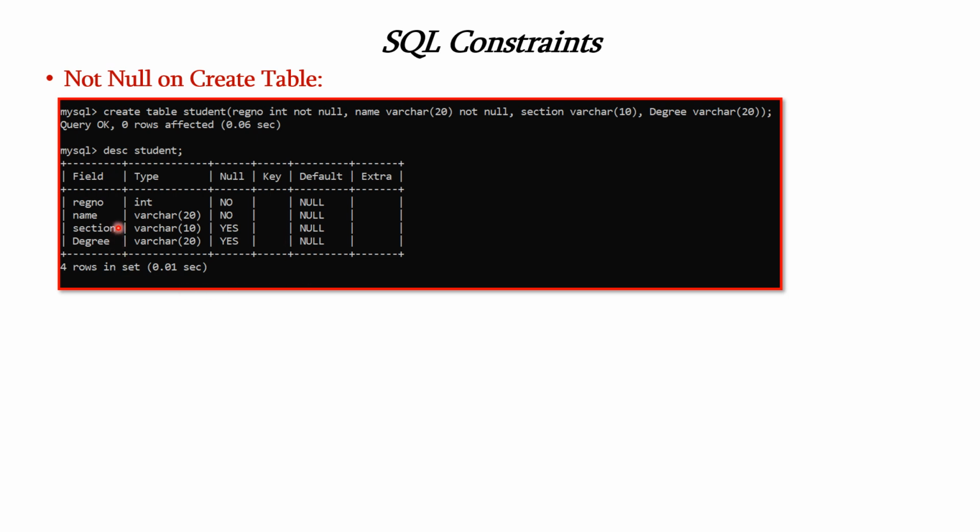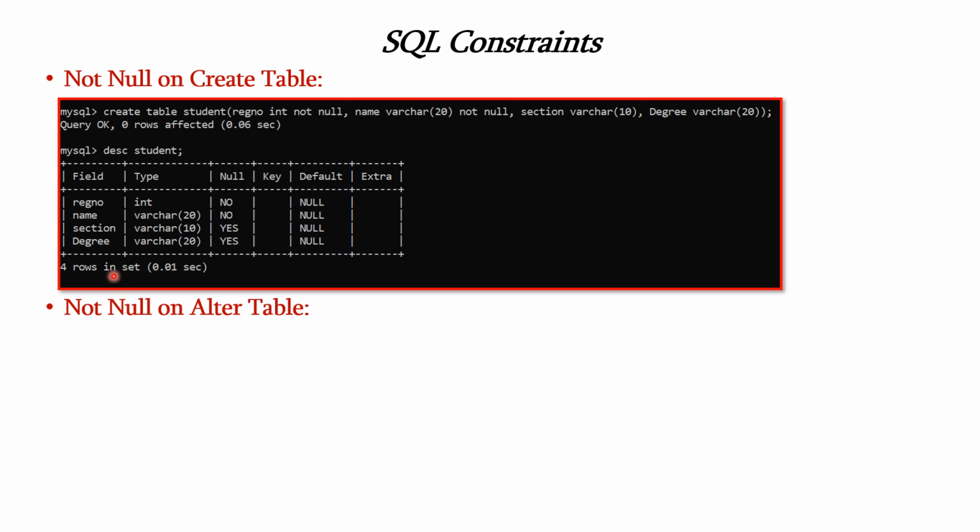By default, all the columns will accept null values. But if the not null constraint is enforced for certain columns, they won't accept null values. That is indicated by no in the respective columns under the null column. So for section and degree we have yes, but for register number and name alone we have no. Next, how to enforce the not null constraint using the alter table statement.